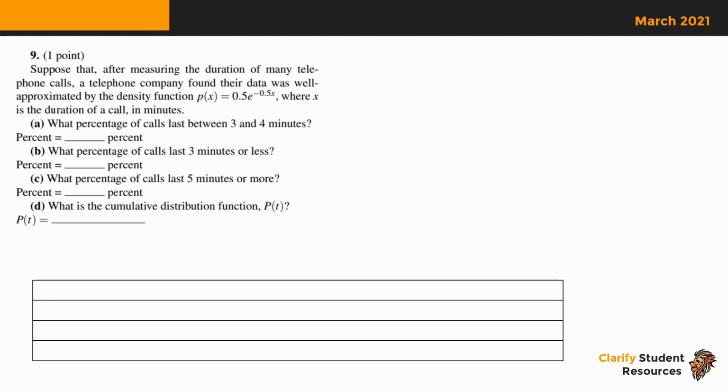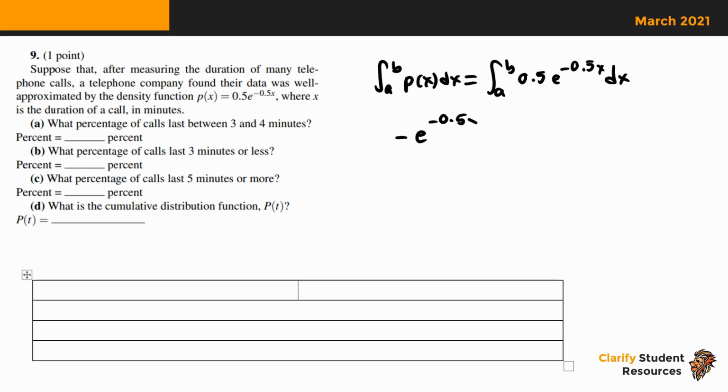So what I mean by that is, let's just first take the integral from a to b of p of x dx, and this is going to give us the integral from a to b of 0.5 e to the negative 0.5 x dx. Okay, so when we solve this, what we're actually going to see is we're going to be left with negative e to the negative 0.5 x from a to b.